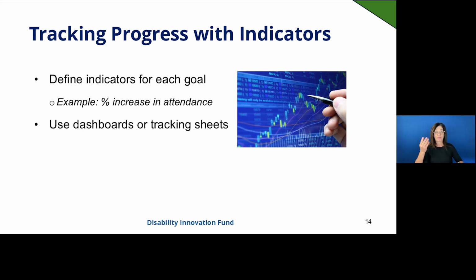Slide 14, tracking progress and indicators. Indicators help you measure change over time. For every outcome, define 1 or 2 indicators that help you track progress. Make sure they're realistic and easy to collect. For example, percentage increase in attendance. Create a simple dashboard or spreadsheet so you can monitor changes regularly and adjust if needed.